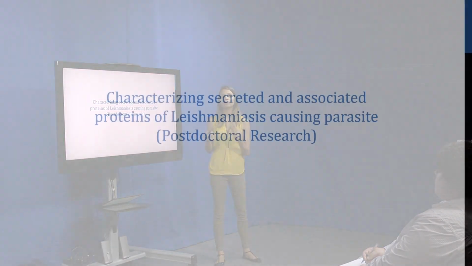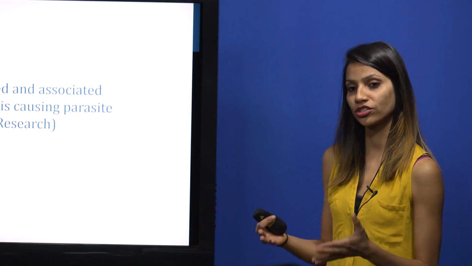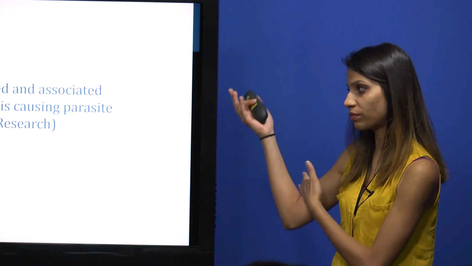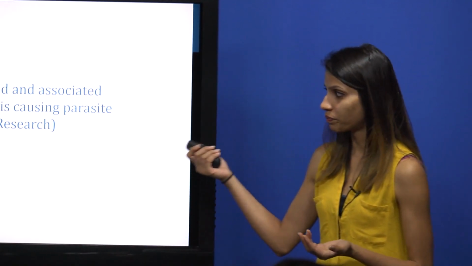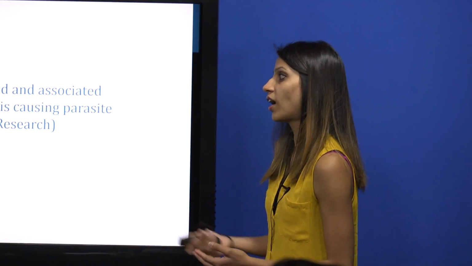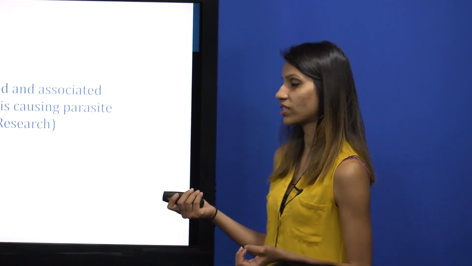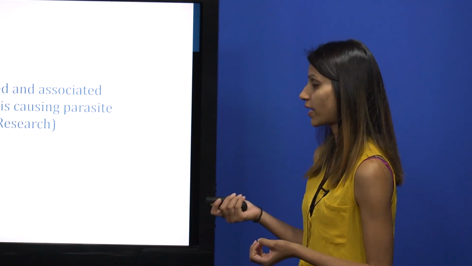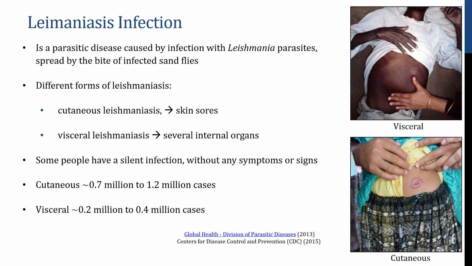Now coming to my postdoctoral research, which I'm currently doing, I wanted to do something more in the same area of study, but in an animal system now, because before that I was working with a plant pathogen. In my department itself, there's a lot of very good research going on, and I happen to have the opportunity to work on characterizing secreted and associated proteins of the Leishmaniasis-causing parasite, Leishmania species. That's my postdoctoral research which I'm doing currently.